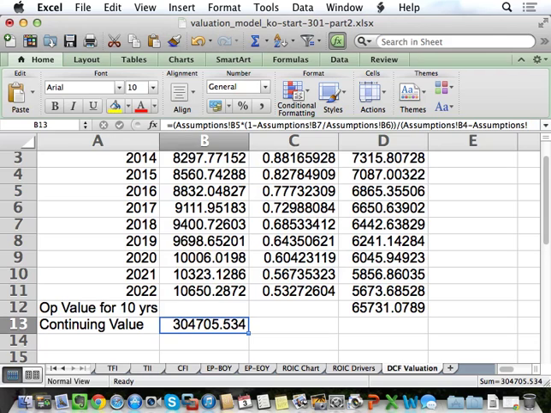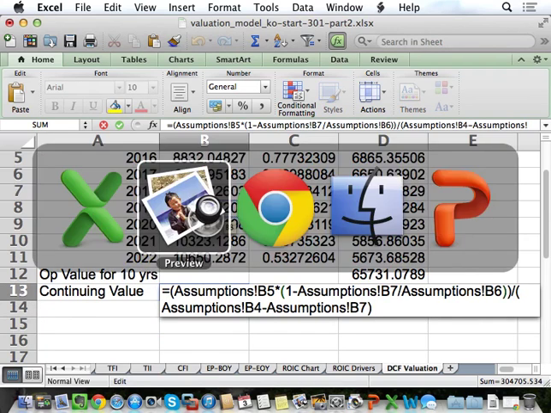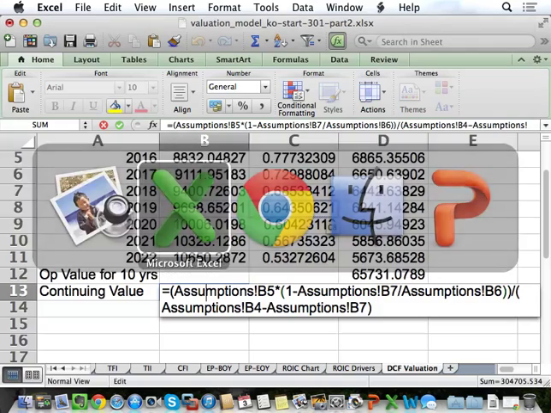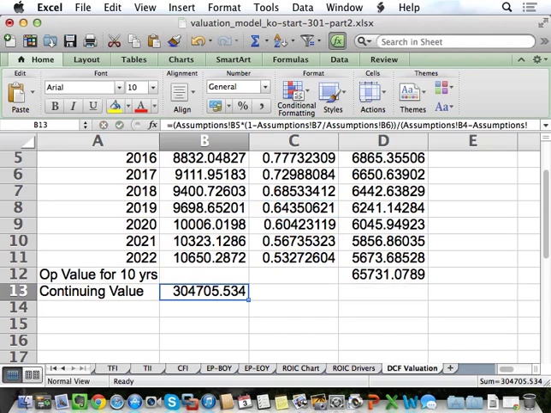Show the formula? Yes. So basically, that's the formula, which is basically this formula. Okay, assuming you have the same rows that I do as you're building this. Okay, so assuming that you typed it in correctly, then you should get 304,705.53, whatever it was. Okay. All right, so what we're saying is that's the value of Coke into perpetuity from year 11 forward based on its operating value.